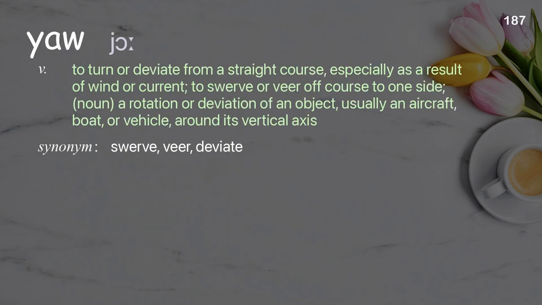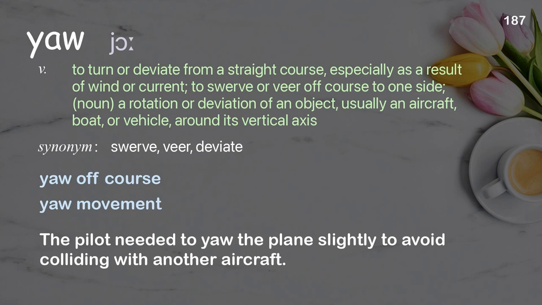Yaw. To turn or deviate from a straight course, especially as a result of wind or current, to swerve or veer off course to one side. Noun, a rotation or deviation of an object, usually an aircraft, boat, or vehicle, around its vertical axis. Examples: yaw off course, yaw movement. The pilot needed to yaw the plane slightly to avoid colliding with another aircraft.